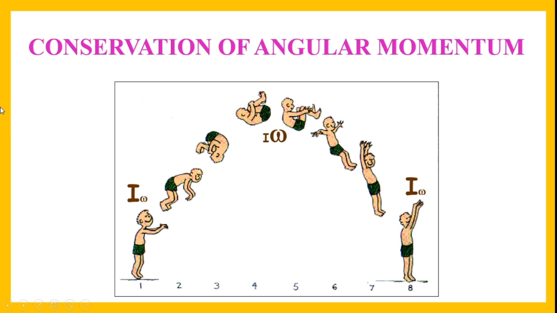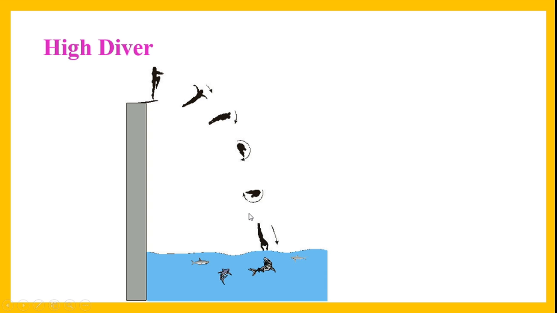This is how a diver follows the conservation of angular momentum unknowingly, so that he can stretch his body to jump into the air. Again he folds his body to do somersaults in the air, and again before reaching the ground, he increases his moment of inertia for a perfect landing. Same in the case of a high diver who dives from a very high or tall point.